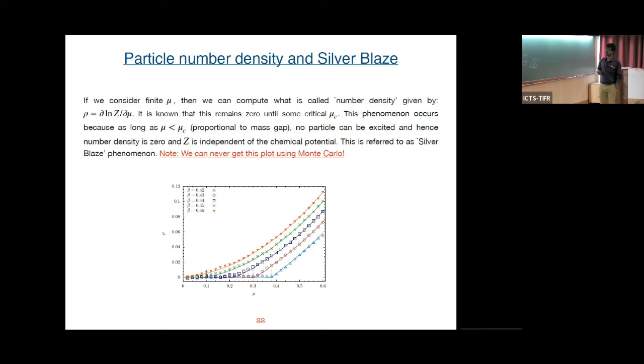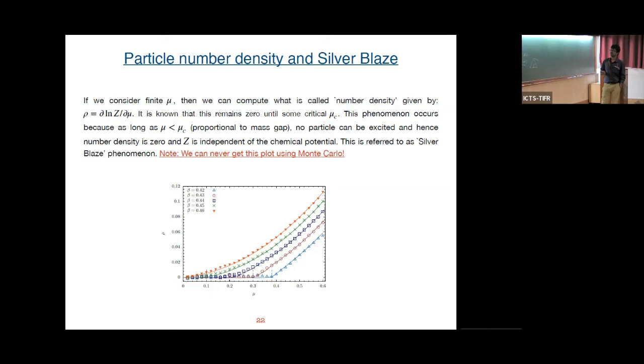But what we could not have done using Monte Carlo is computing the particle number density, for example, which is denoted by rho, given by d ln Z by d mu. And there is a very interesting phenomenon known as the Silver Blaze phenomenon. In lattice QCD, people know about this. The Silver Blaze phenomenon is just that even though you have mu in the partition function, if you compute rho, it is 0 until some point, and then it becomes non-zero.